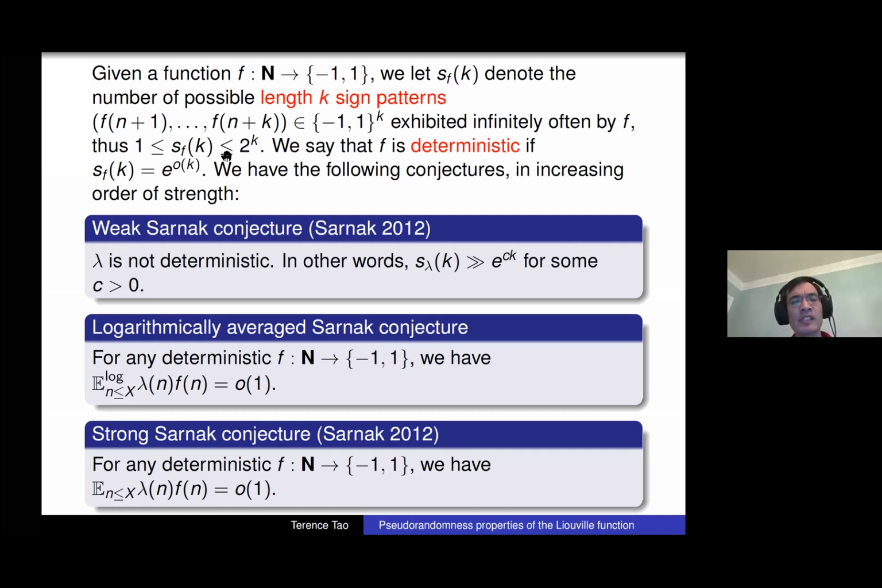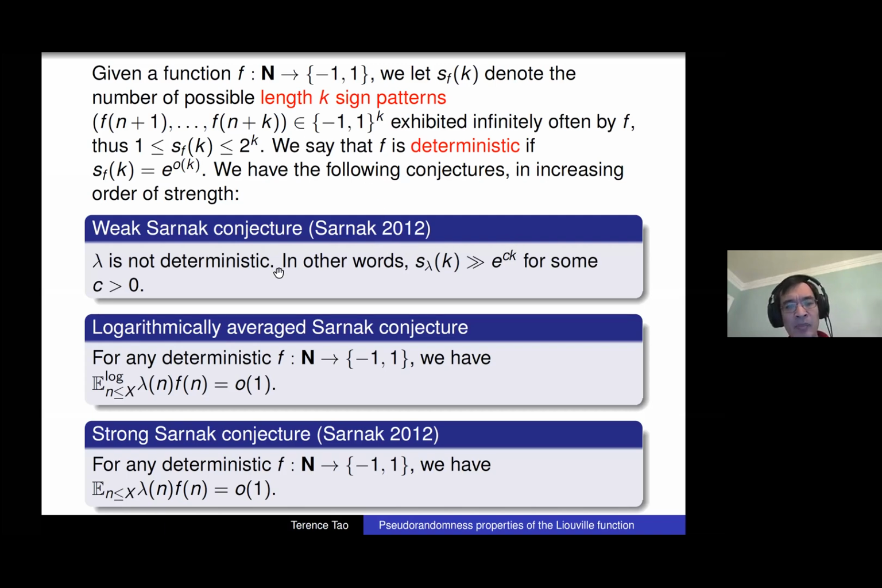If you take a random sequence, then just by the infinite monkey theorem, every sign pattern appears infinitely often. But there are a few sequences where the sign patterns are much rarer. There are a few sequences called deterministic sequences where the number of sign patterns is sub-exponential. So for example, a periodic sequence would be a very simple example of a deterministic sequence, and there's a few others.